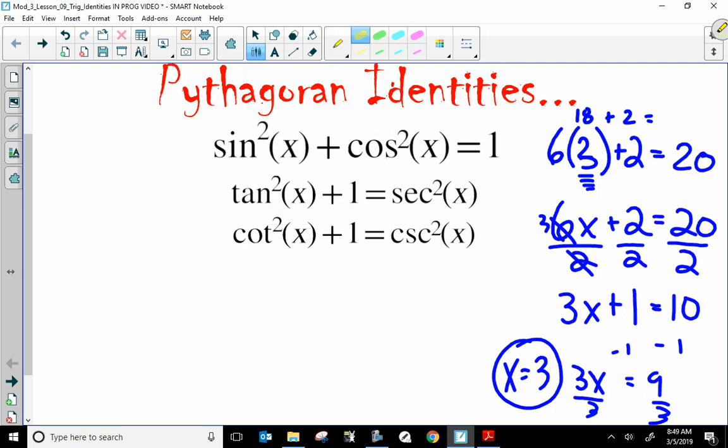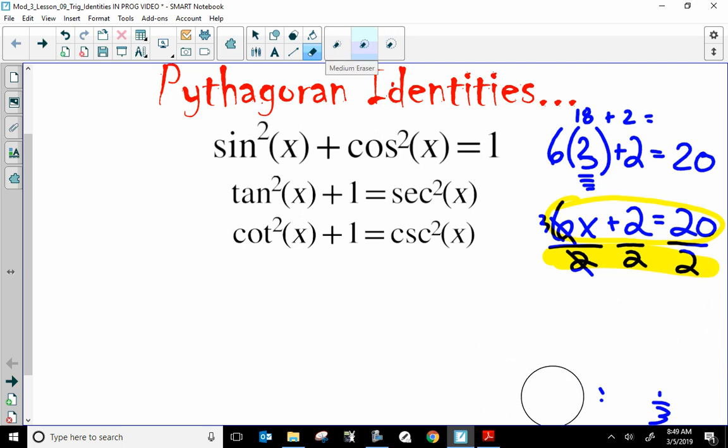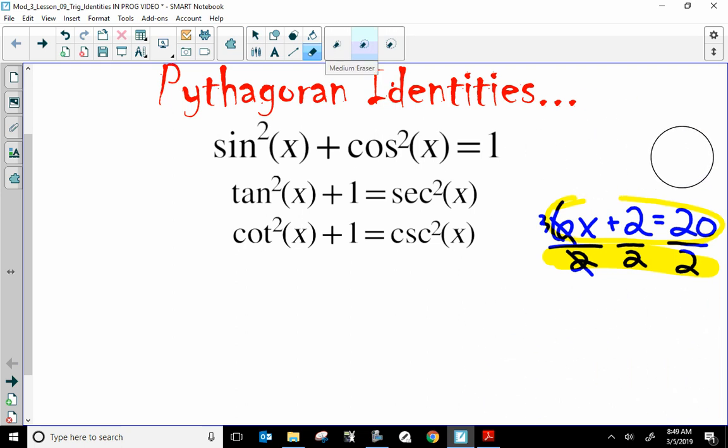So what I'm basically saying is, this step right here where I divided everything by 2, that's the same thing as what I had before I divided by 2: 6x plus 2 equals 20. It's still a true equation or mathematical statement, and my answer did not change. It's still 3. So if I divide the left side by 2, I have to divide the right side by 2. That's kind of what we're going to use.